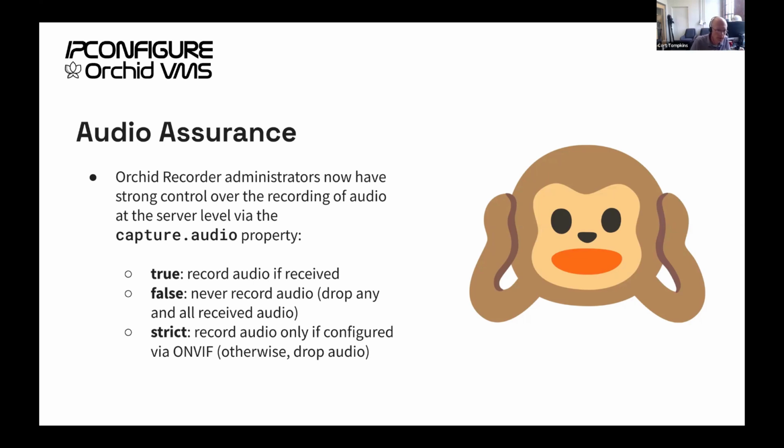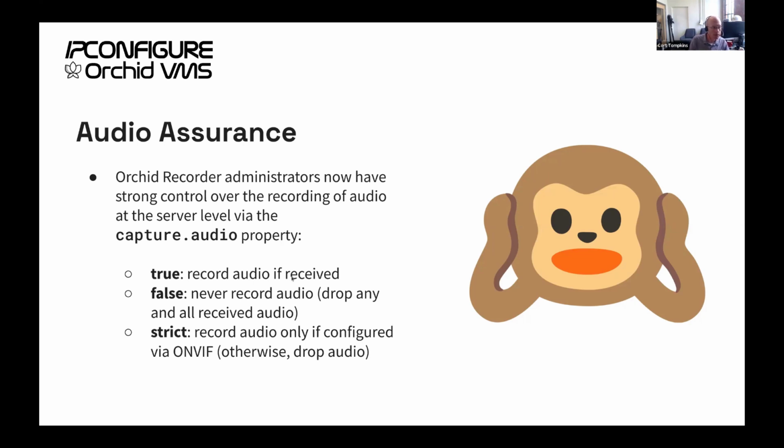This is obviously important for big organizations that have Orchid Recorders across multiple jurisdictions. You've got one-party consent and two-party consent states for recording audio. A lot of organizations want to make sure they don't get that wrong, don't accidentally record audio in a two-party state. And again, we also have the ability to just never record audio.